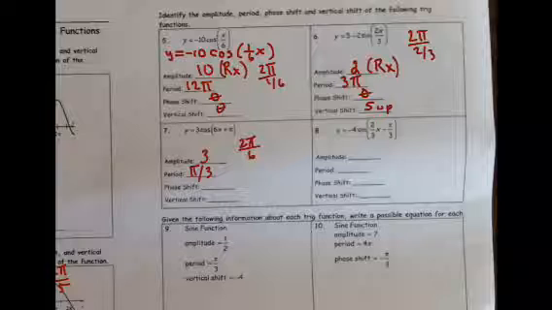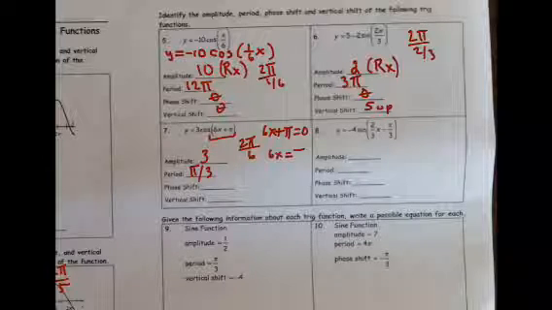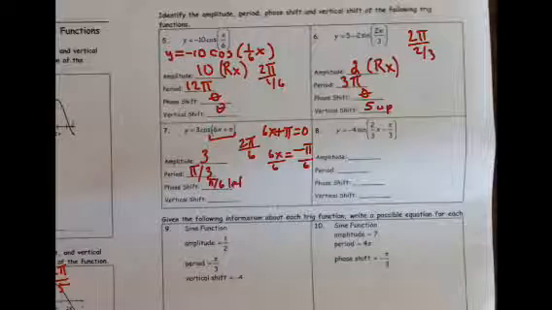Phase shift, you set this equal to 0 and you solve for x. So like 6x plus pi equals 0. Subtract pi, divide by 6. So it goes pi over 6 to the left. You could put negative pi over 6 if you like, but I always like to write out the actual direction, the word. Vertical shift, this one has none.